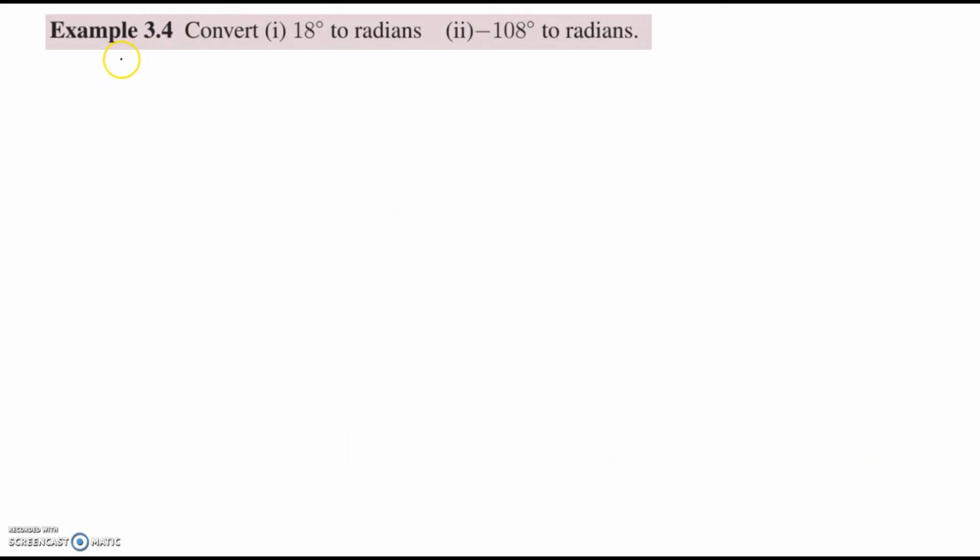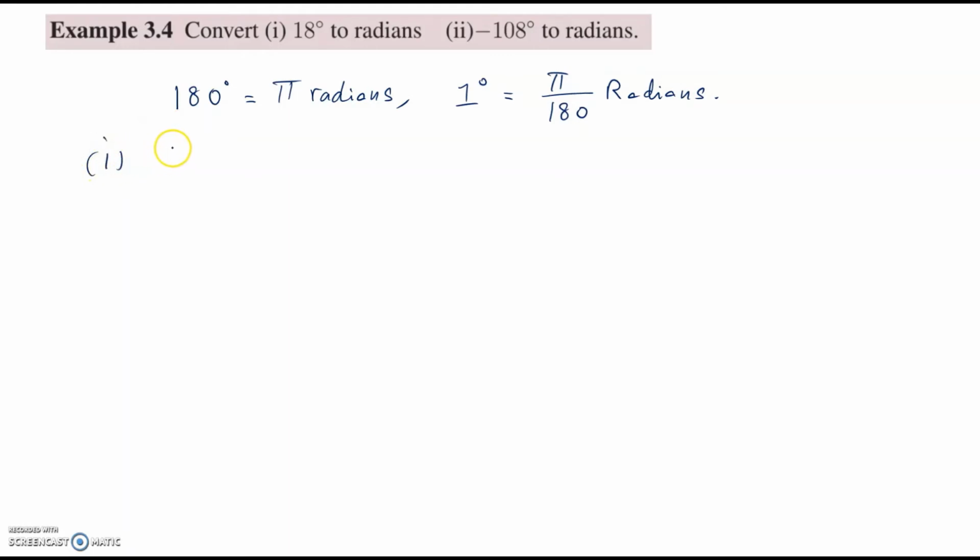Let's work out example 3.4. Convert 18 degrees to radians. We know that 180 degrees is equal to pi radians. Therefore, 1 degree is equal to pi by 180 radians. Okay, so the first question is 18 degrees.